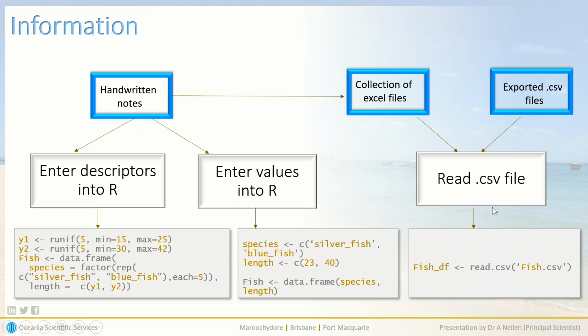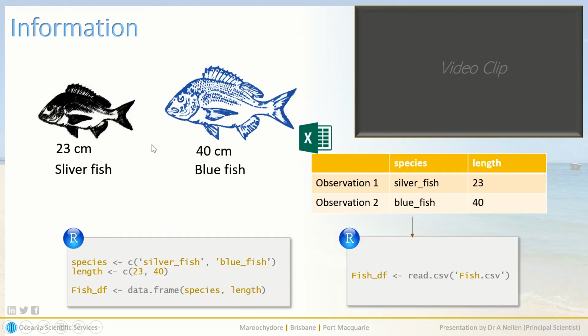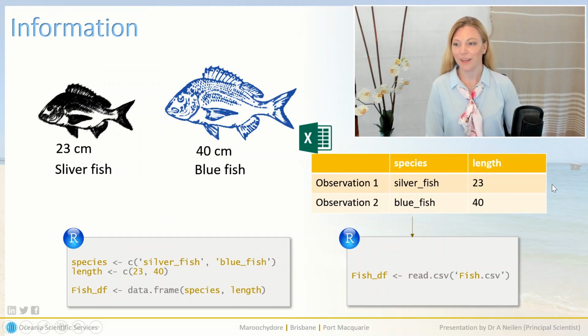Furthermore, if we'd caught a lot of fish, we may have potentially filled a CSV file with quite a lot of values, and then we might be reading a CSV into R. Let's begin with this example here, however, with just our 2 fish. Okay, so we have a silver fish that's 23 centimeters long and a blue fish which is 40 centimeters long.